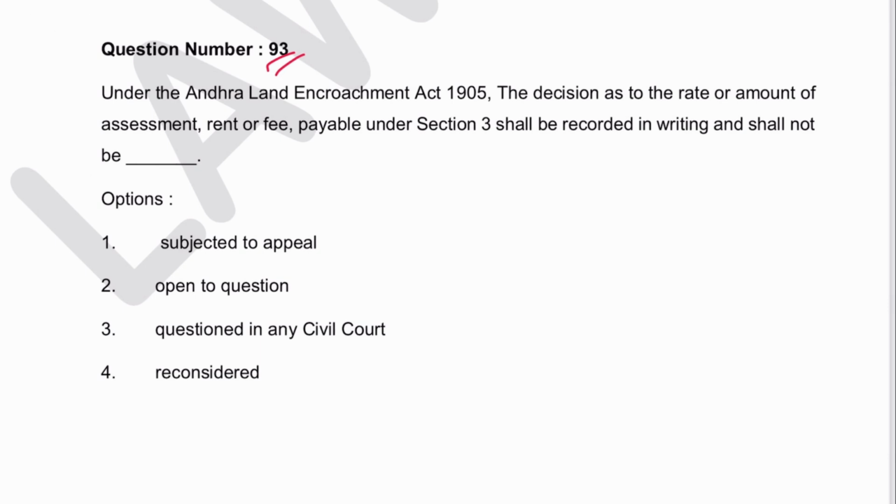Next 93. Under AP Land Encroachment Act, the decision as to the rate or amount of assessment, rent, or fee payable under section 3 shall be recorded in writing and shall not be questioned in any civil court. 3 is the answer. This is mentioned in section 3 subsection 4 of AP Land Encroachment Act.